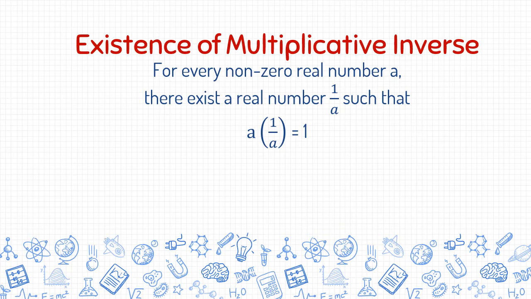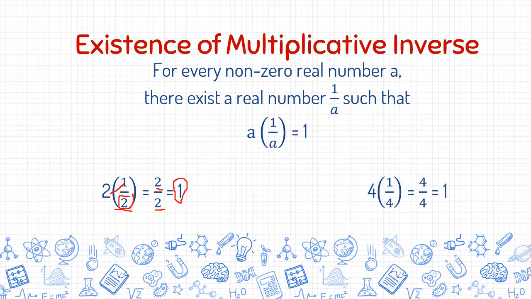For example, we have 2. Then the multiplicative inverse of positive 2 is 1/2. So 2 multiplied by 1, we have 2. Then copy the denominator, which is 2. Then 2 divided by 2 is equal to 1. Therefore, the existence of multiplicative inverse is true.